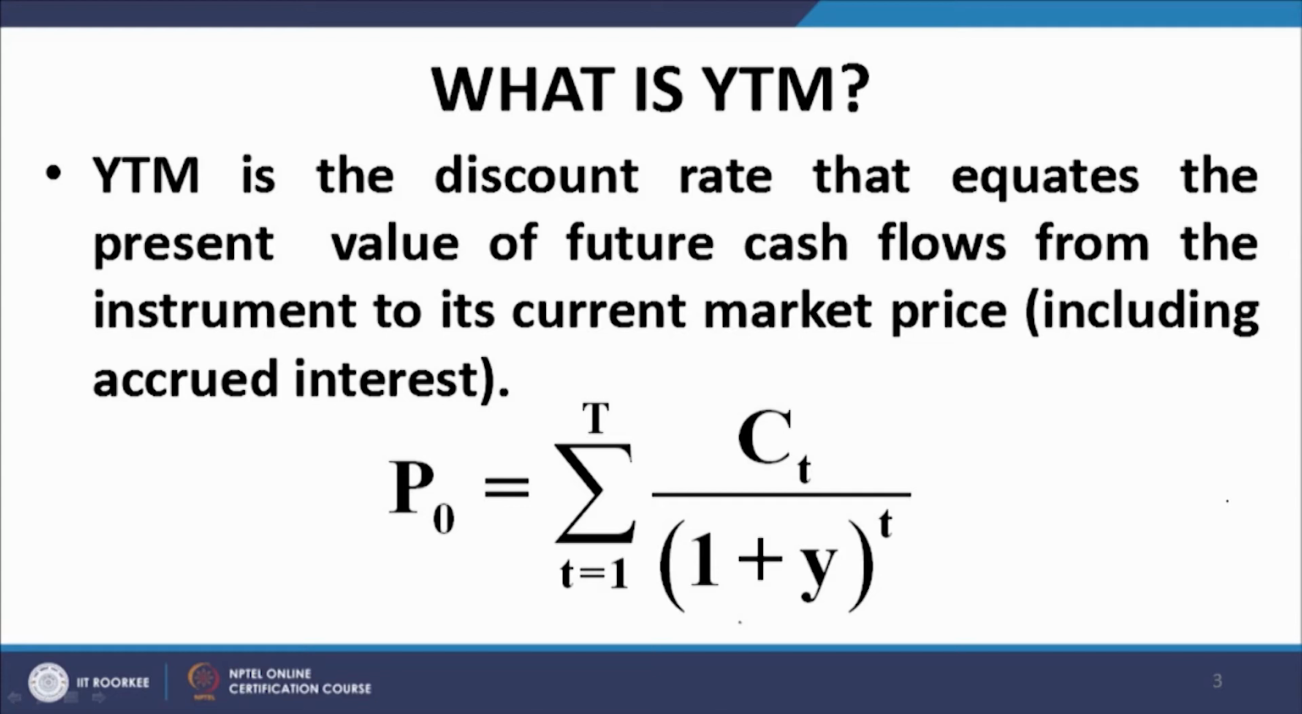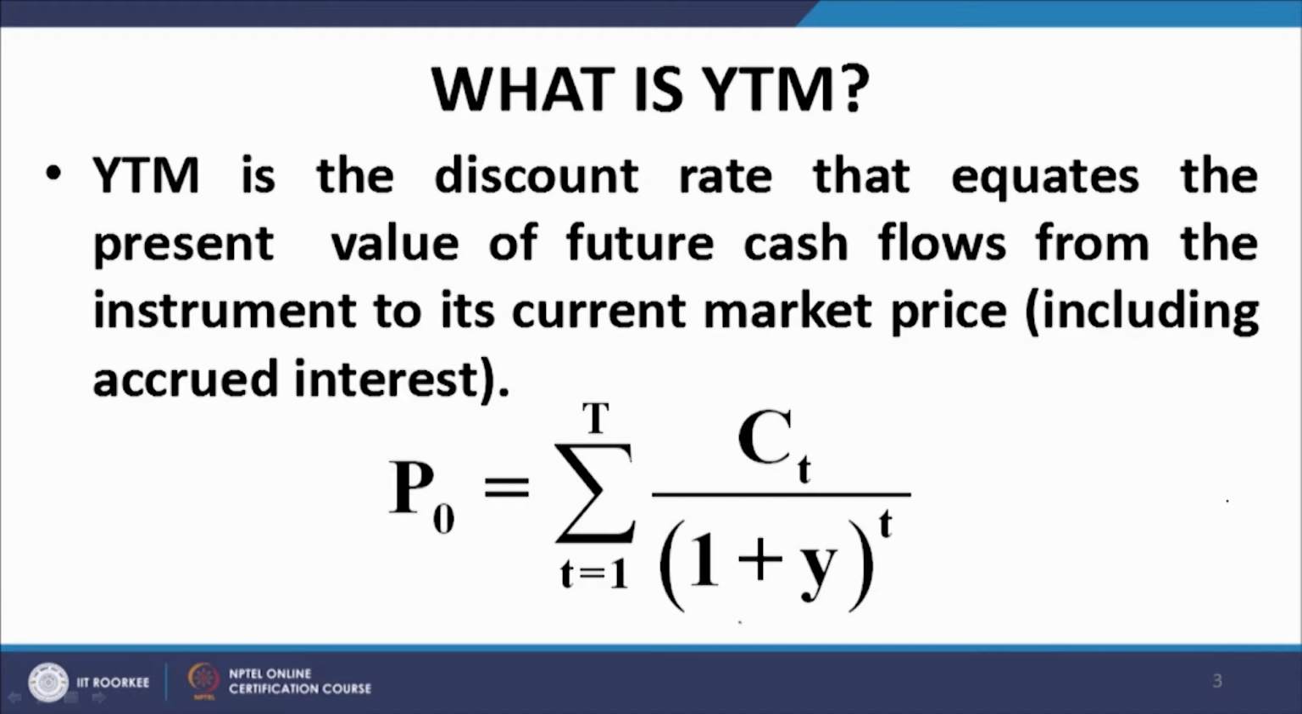Yield to maturity is the discount rate that equates the present value of future cash flows attributable to that instrument to the current market price. Let me read it out again, it is very important. YTM is the discount rate that equates the present value of future cash flows attributable to a financial instrument, to its current market price.